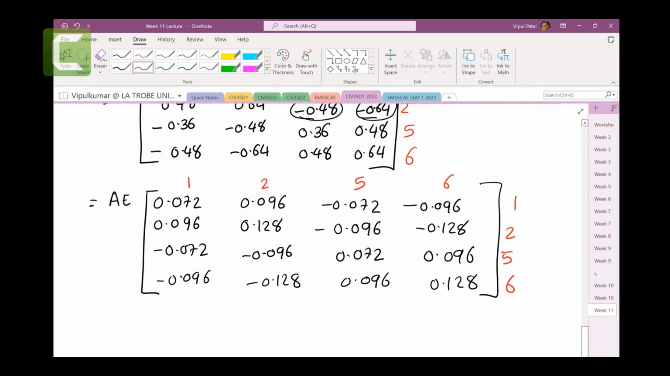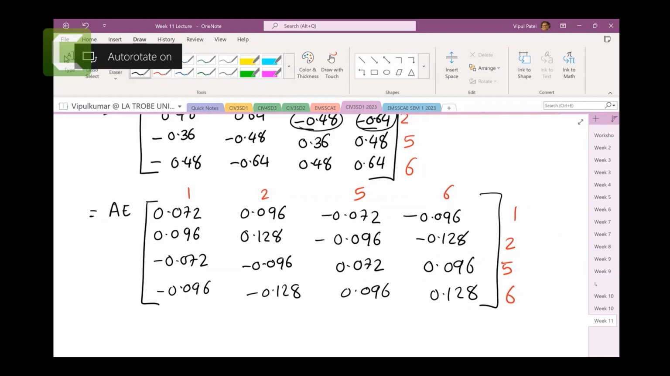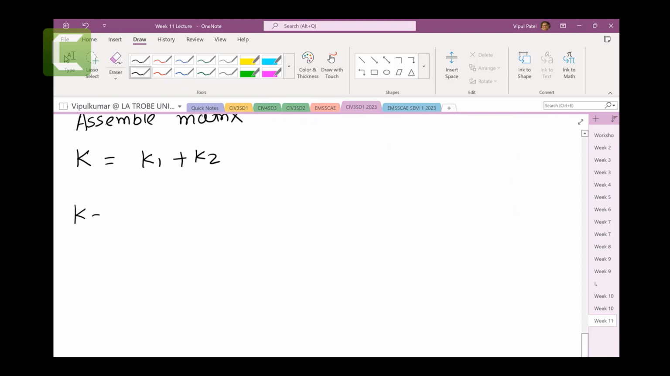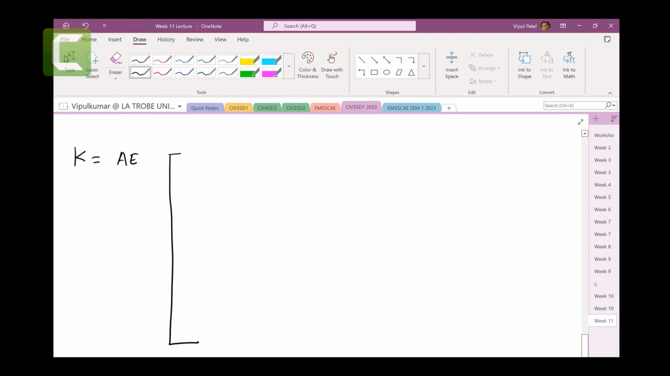Unmute yourself if any number does not make sense. Once that's done, we can assemble the matrix. How do we assemble? Capital K equals small k1 plus k2. How many total degrees of freedom? You have a total of 6 degrees of freedom: 1, 2, 3, 4, 5, and 6, and here you have 1, 2, 3, 4, 5, and 6. So 6 by 6.